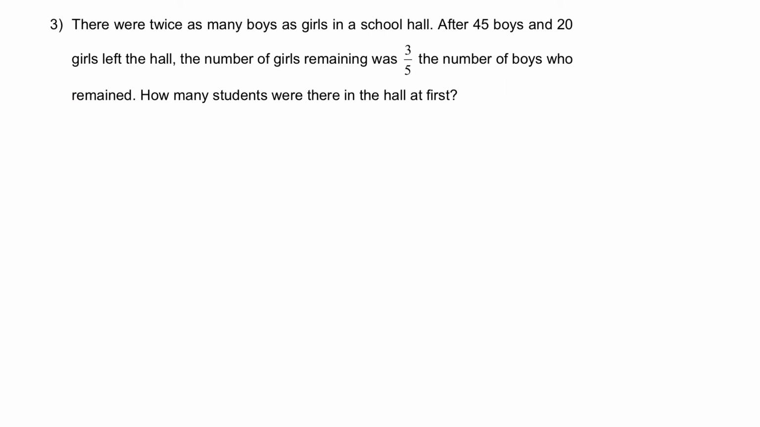Question 3. There were twice as many boys as girls in a school hall. After 45 boys and 20 girls left the hall, the number of girls remaining was 3/5 the number of boys who remained. How many students were there in the hall at first? Straight away, the keywords you recognize. At first. So I'm going to try and draw this model backwards.